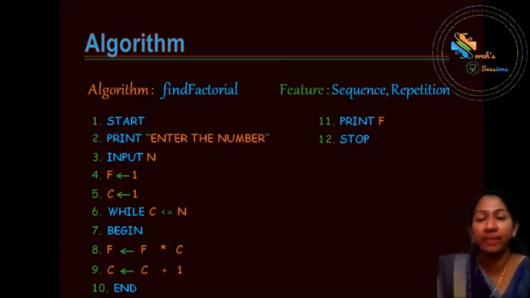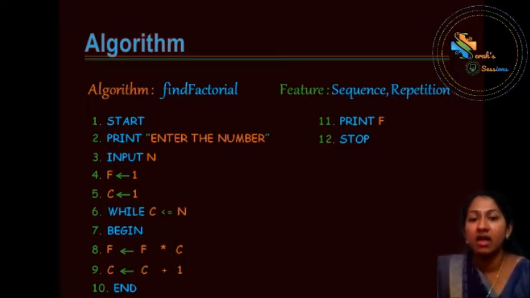See, for repetition, in the earlier slide itself, I had explained that you can use the while statement. So here also I have used the while statement. So what was the while format? While a condition is true. So I'm going to check a condition here. What is the condition that I'm going to check? Whether c is less than or equal to n.